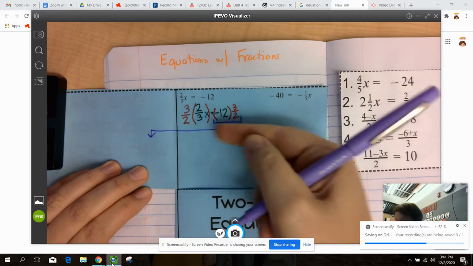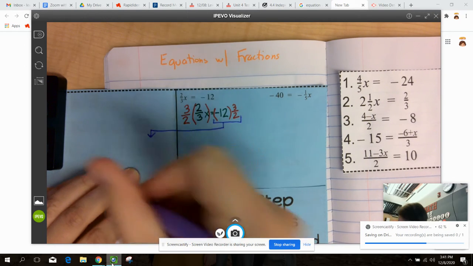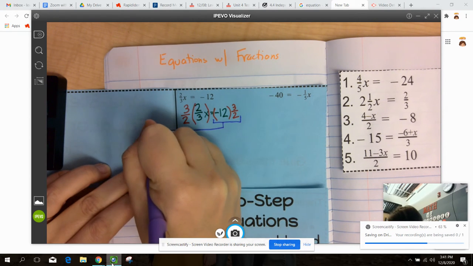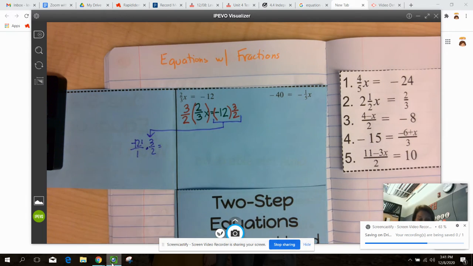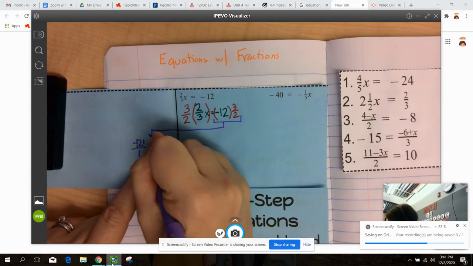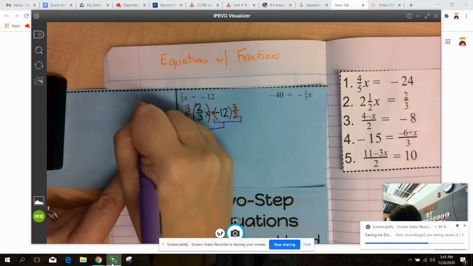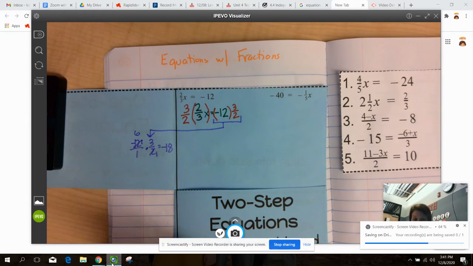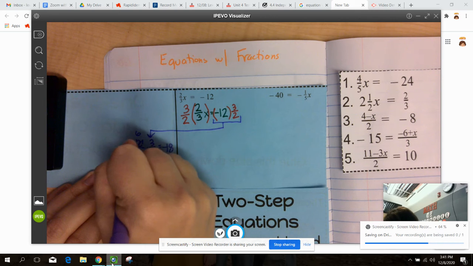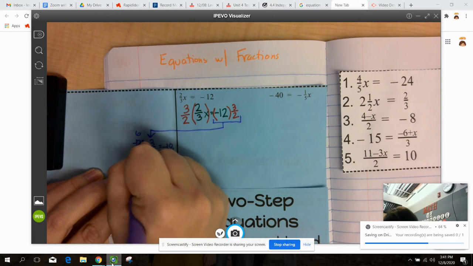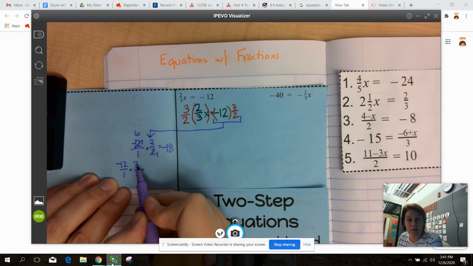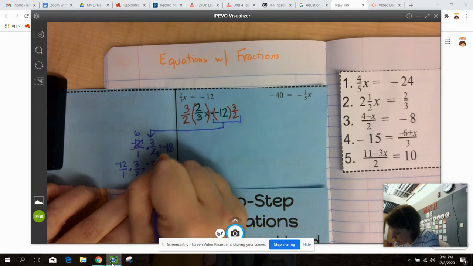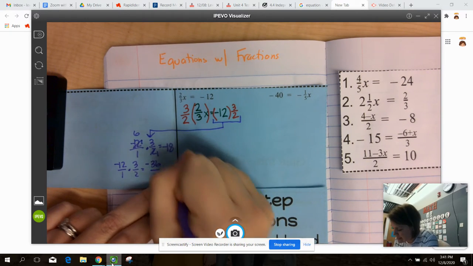To turn -12 into a fraction, it would be -12/1. And we would multiply that by 3/2. I reduce on the diagonals, so this would reduce to 1. This would reduce to 6, so -6 times 3 is -18. If you don't reduce on the diagonals, this is what it would look like. You would have -12/1 times 3/2. -12 times 3 is going to be -36. 1 times 2 would be 2, and then we would still get -18 when we reduce.